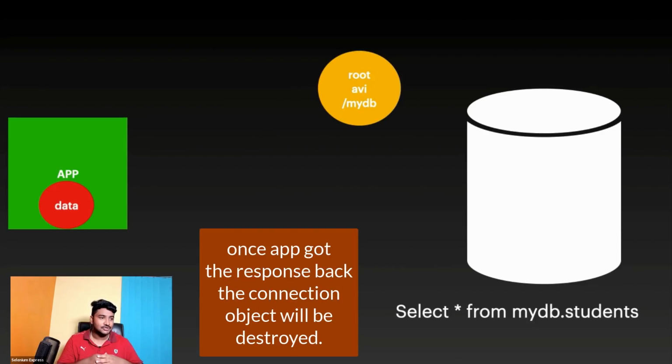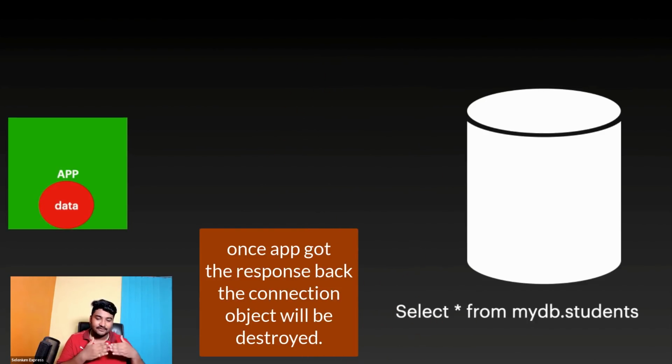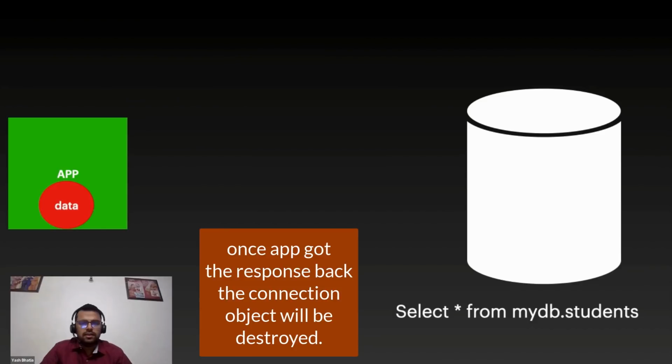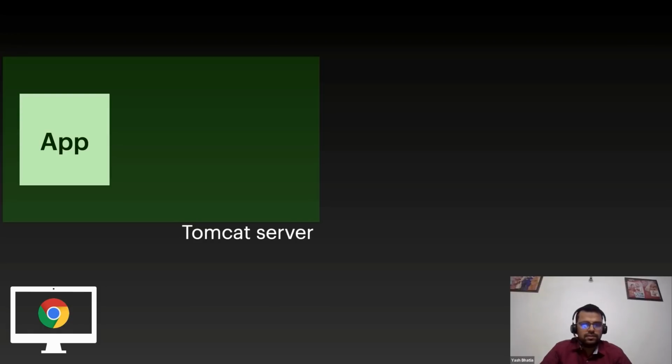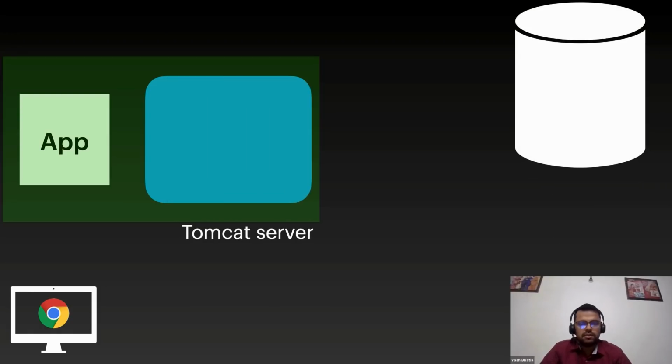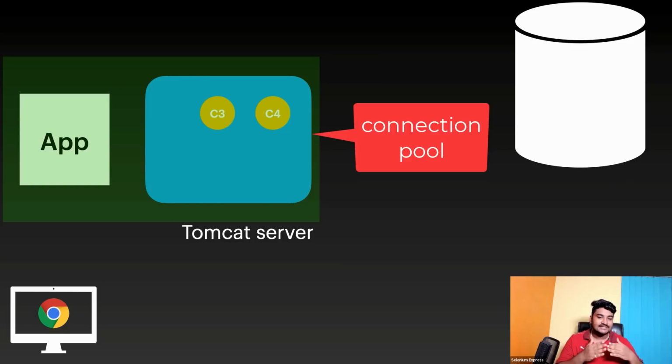Rather, we can maintain a connection pool. On which side will we maintain the connection pool, on the database side or the server side? Server side, not the database side. All the connection pooling is managed in whatever server we are using, suppose Tomcat or GlassFish, or some other servers. Always on the server side only. We never create a connection pool on the database side.